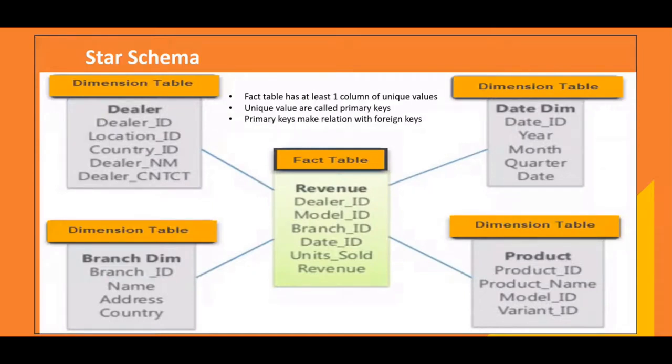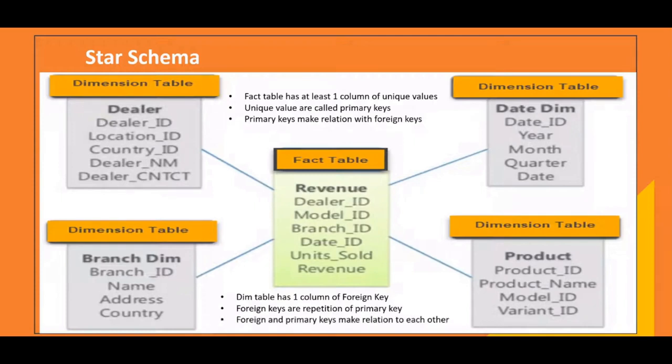So we need to understand what a foreign key is. The dim table, which is also called the dimension table, has one column of foreign key. Foreign keys are repetitions of the primary key. So that means if the primary keys are repeating, they are in the dimension table, not in the fact table. Foreign and primary keys make a relationship to each other. So now we need to understand how it works in a star schema. In a star schema, we have at least one fact table, we know that, and there can be multiple dimension tables. There is no limit to that. So the fact and dimension tables are connected to each other through primary and foreign keys.